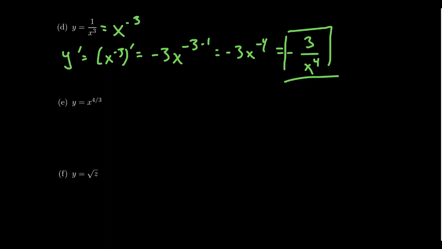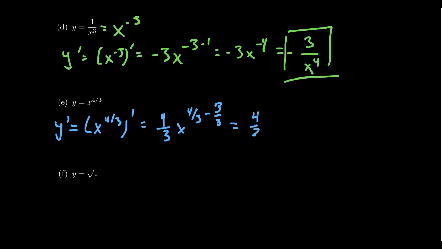The next one, we have y equals x to the 4/3. Clearly it's a power function, so we can jump straight to calculating its derivative by the power rule, for which we're going to get 4/3 times x to the 4/3 minus 1. You see this, when you have a fraction exponent, you're going to have to subtract 1 from it. So for subtracting 1, we have to find a common denominator, rewrite this as 3/3. And so 4/3 take away 3/3 will be 1/3. So we're going to get 4/3 times x to the 1/3 power.